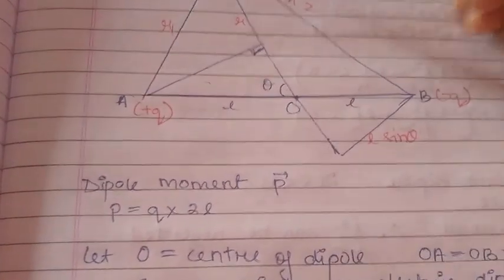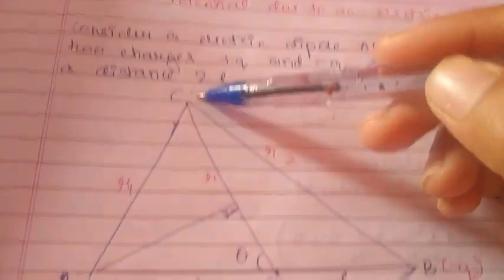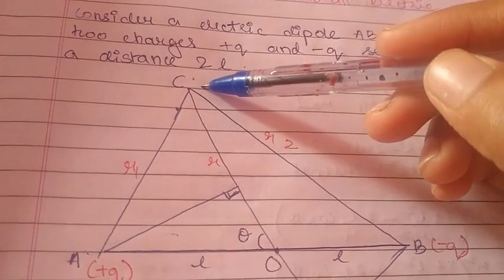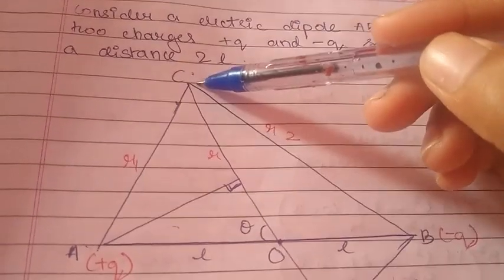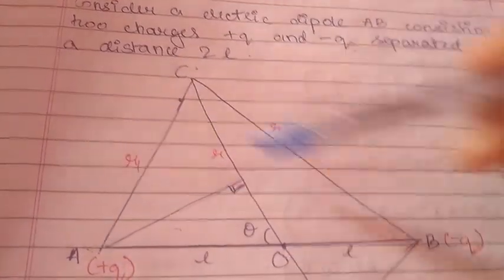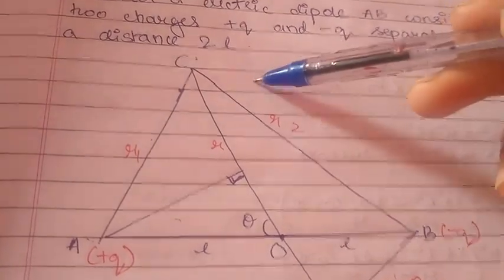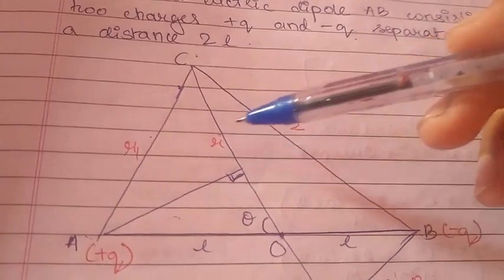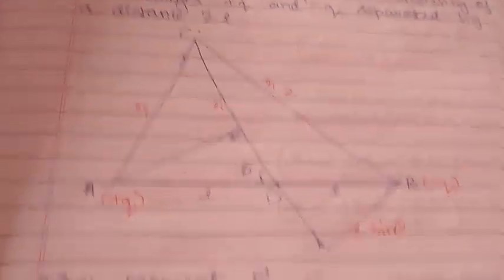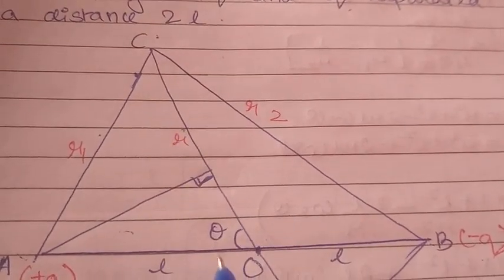Now consider a point C at which we have to find the potential. The distance of point C from A is r1, from point B is r2, and from the center of the dipole it is r. This point C is inclined at an angle theta with respect to the dipole.